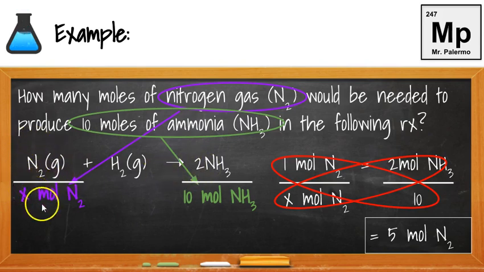Let's check our proportions. The original recipe called for 1 mole of N2 to 2 moles of NH3. So it's a 1 to 2 ratio. And looking at it now, we have 5 to 10, which, when we reduce that, is a 1 to 2 ratio.